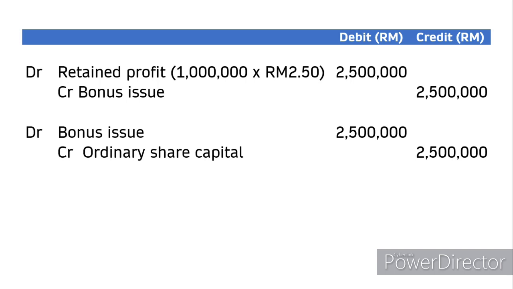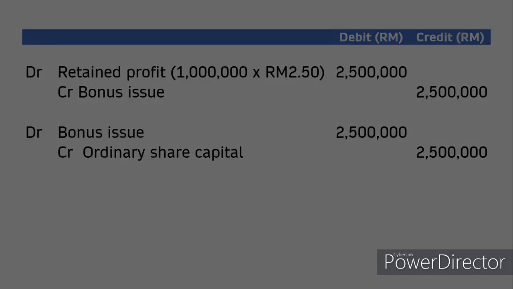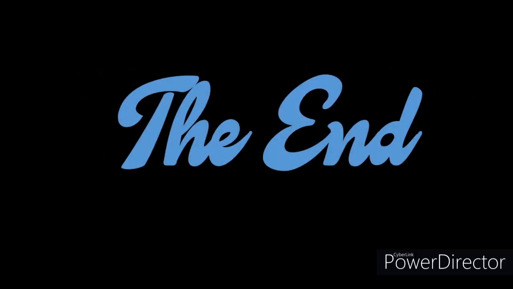Next is to transfer the bonus issue to the equity account. So the bonus issue account is also a temporary account. So you need to transfer it to the ordinary share capital account. That's it. Done. So that's the end of the video.